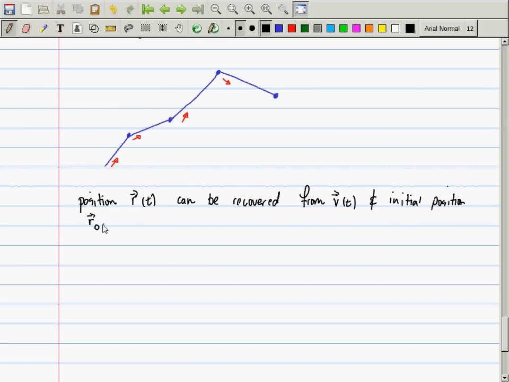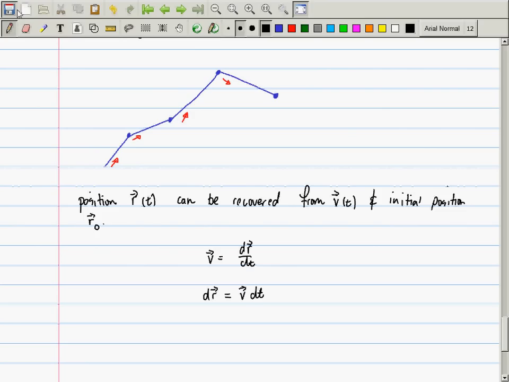If you know where you started and you know your velocity at every moment in time, then you can figure out exactly where you are. So what is the relationship? How are these things related, velocity and position? With the differential relationship, right? So then velocity is dr dt, like so. So this tells you that dr is v dt.